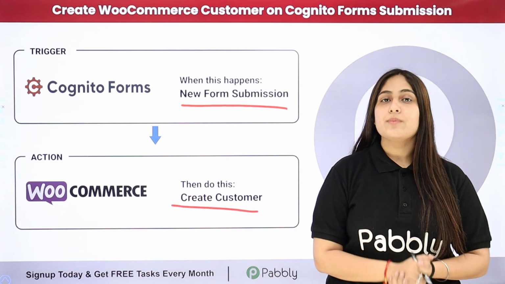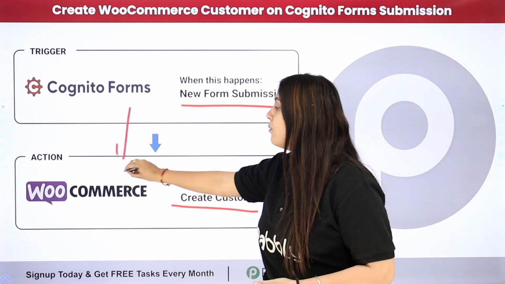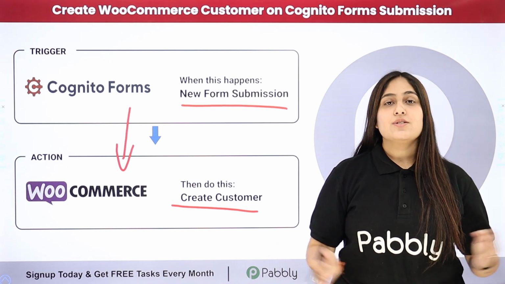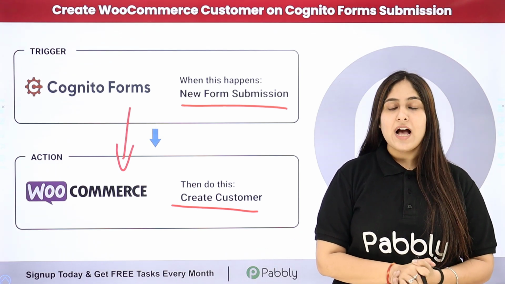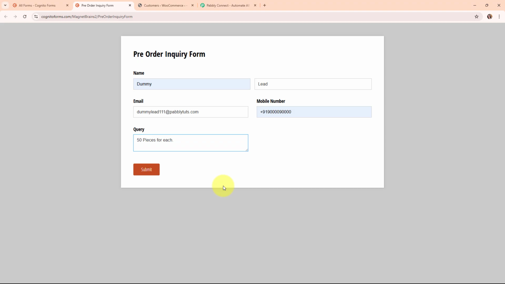So to automate the entire process, I need to connect my Cognito Forms with my WooCommerce account using an automation software named Pabbly Connect. So now to see the working of this automation and to learn this process step by step, let me take you to my screen. Welcome to my screen.